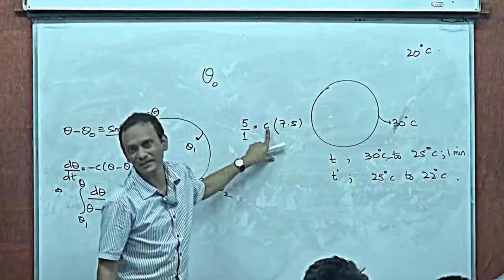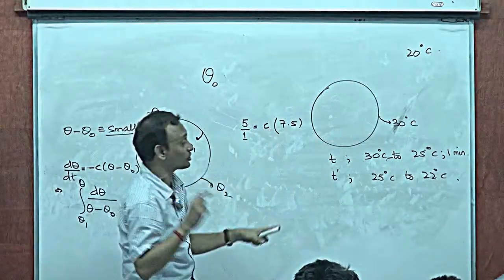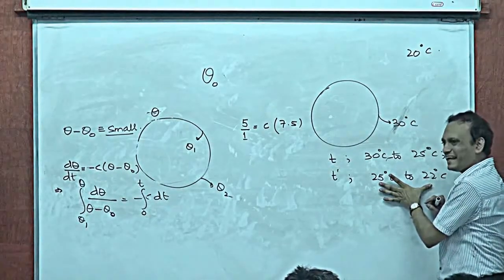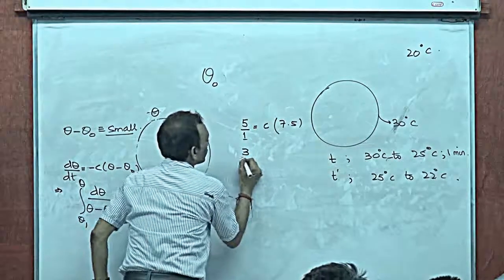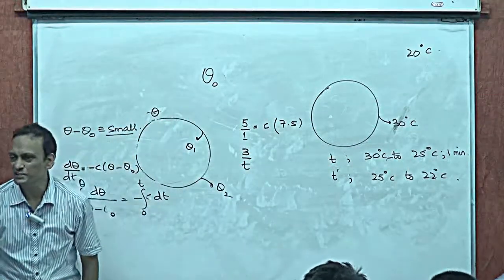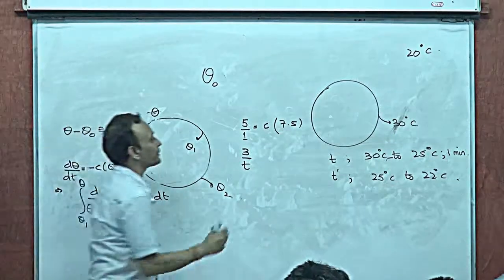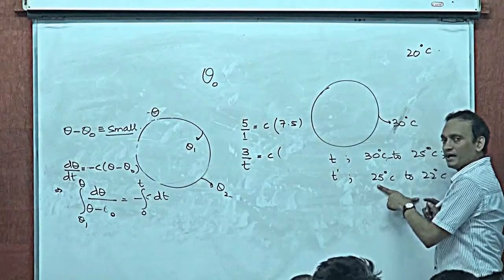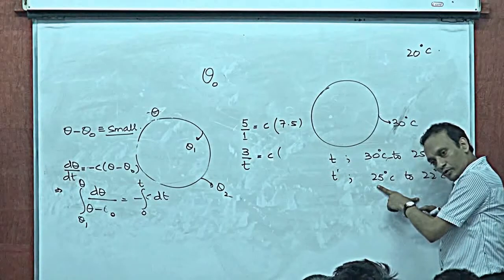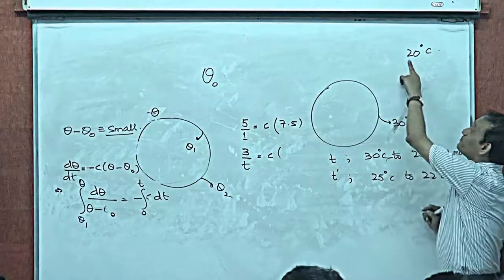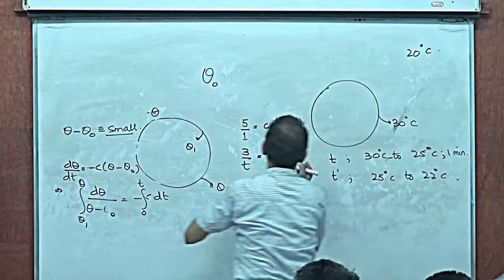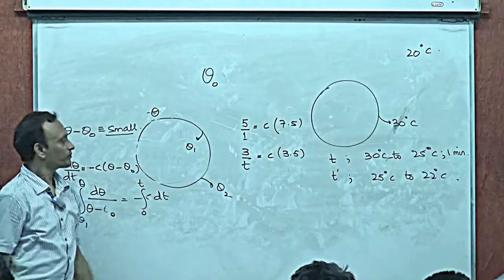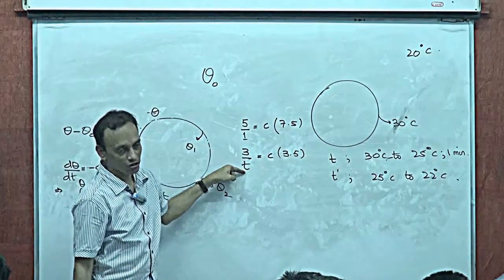Now come to this. The C will be the same for both situations, because it's the same body we are talking about. Now when I talk of this, what is the total cooling? 3 degrees, let's say in time t. So 3 by t degrees per minute, right? That must be some constant C. What's the average temperature here? 23.5, right? What's the average temperature difference here? 3.5. Divide this by this and solve for t.